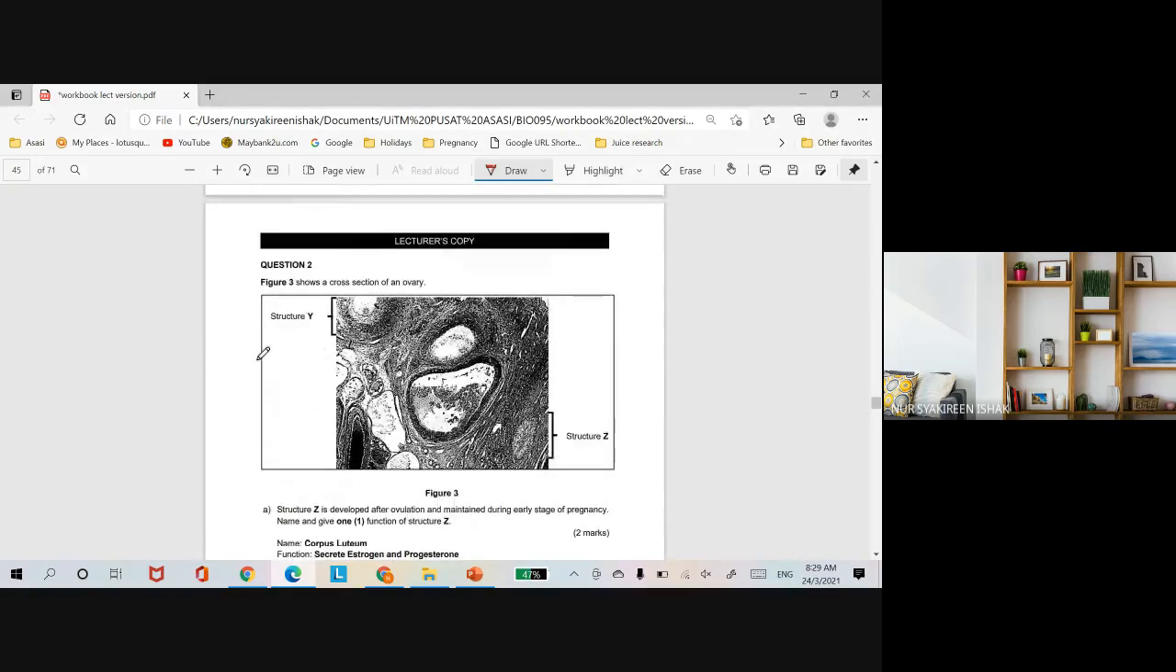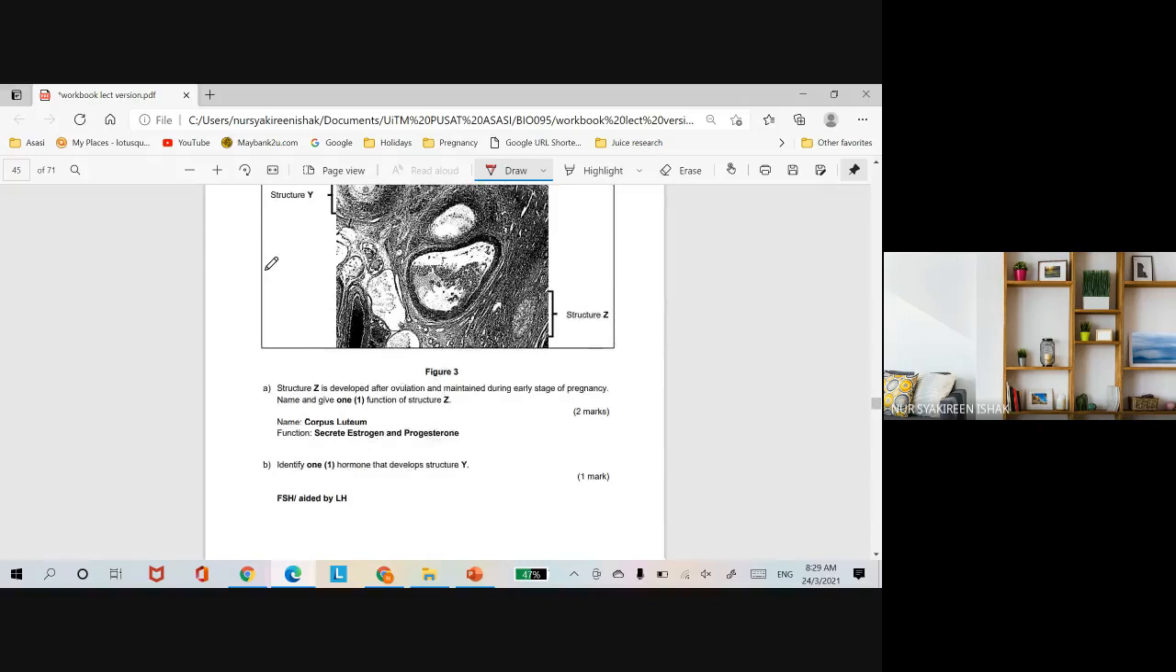Question number 2. Okay, so figure 3 shows a cross section of an ovary. Structure Z, as you can see, the diagram is not so clear, but you could see it. Structure Z is developed after ovulation and maintained during early stage of pregnancy. So name and give one function of structure Z. From the statement, kalau tak nampak kan gambar dia, so tengok dia punya statement, develop after ovulation.